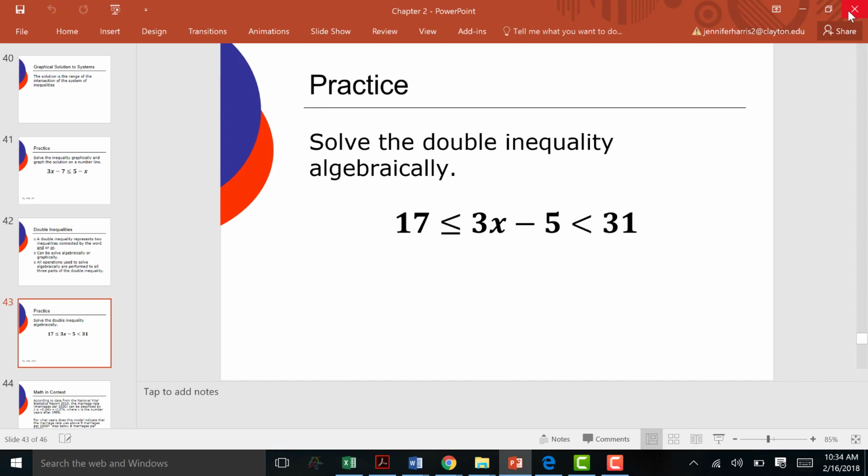So when I do these, to do interval notation, it's easy if I graph it first. If you graph it first, it makes it easy to see what you need to turn into interval notation, so always graph it first. Questions?